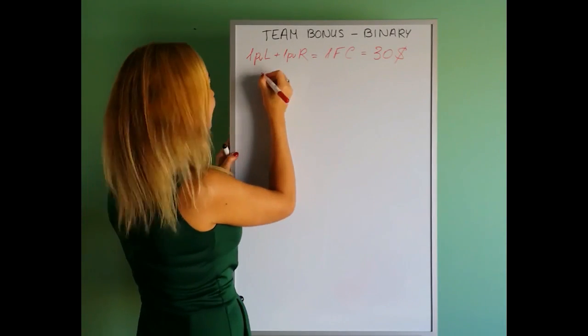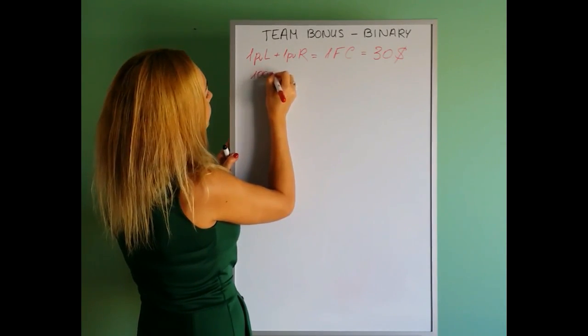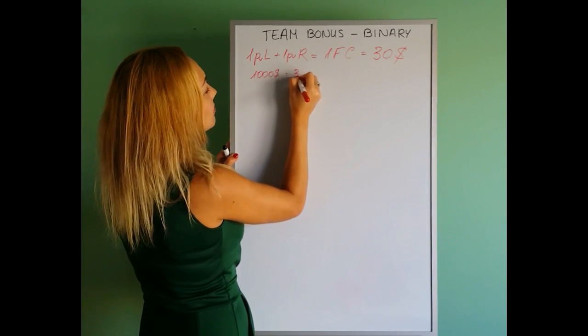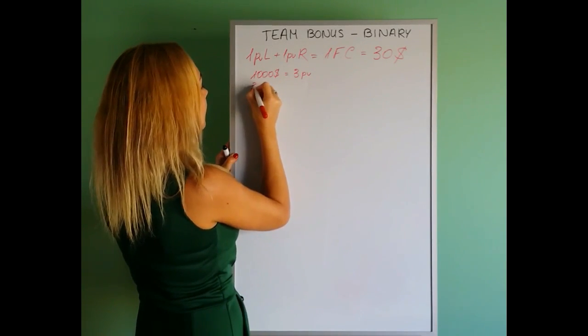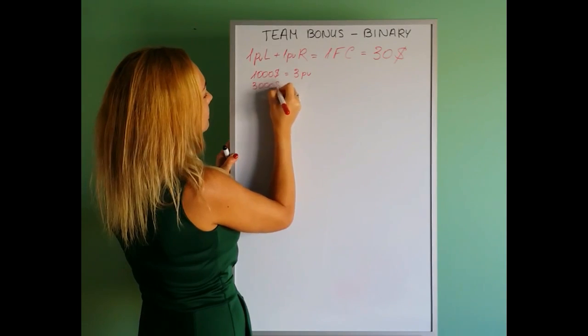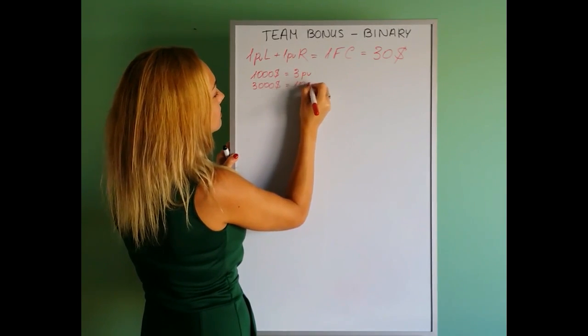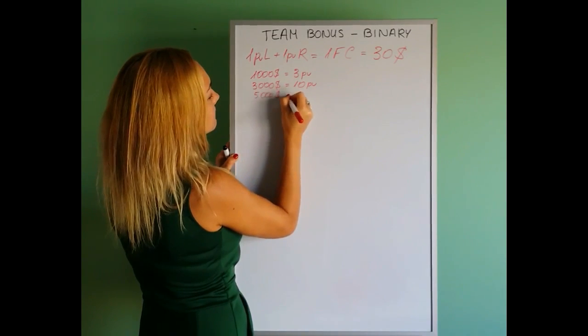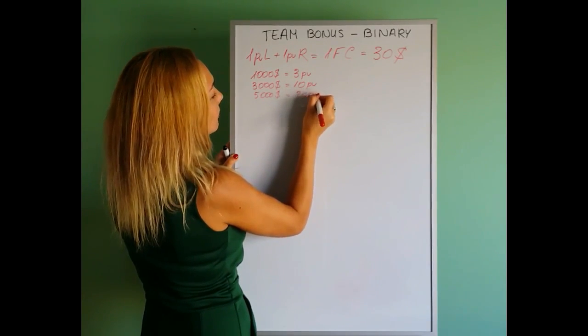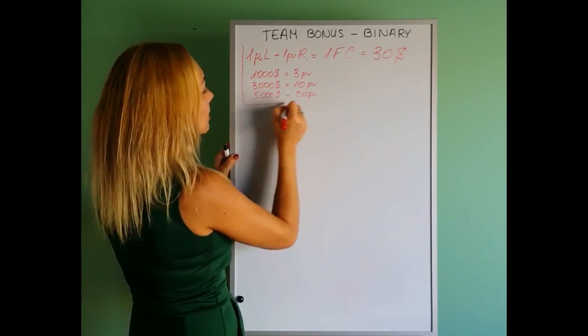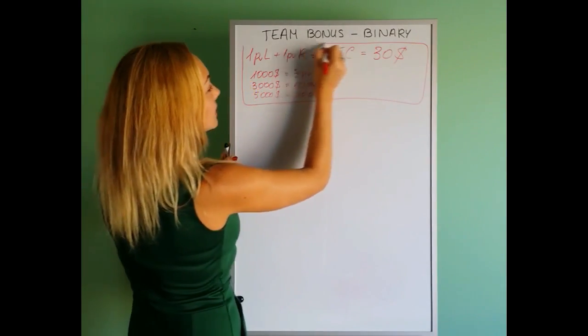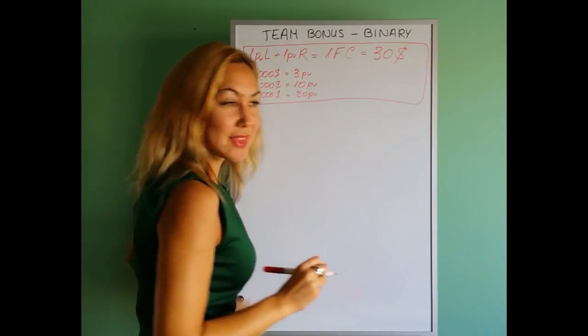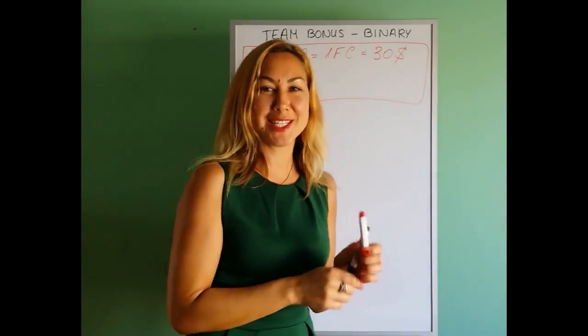And the second formula is: the business package gives us 3 points, then the premium package that costs $3,000 gives us 10 points, and the VIP package that costs $5,000 gives us 20 points. So this is our formula of the team bonus that we will need to memorize. Okay, and now let's take a look at how it actually works.